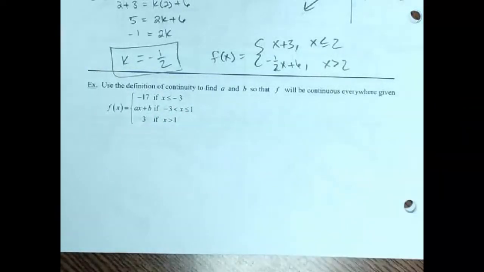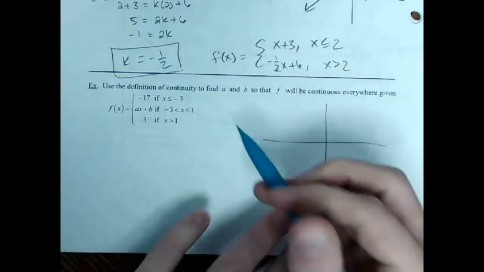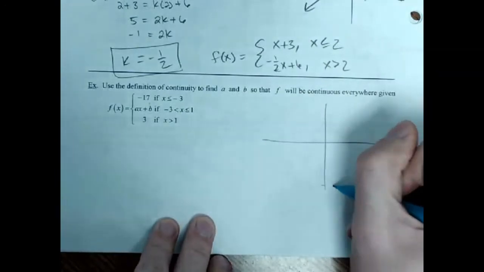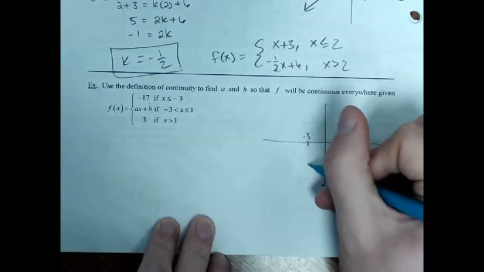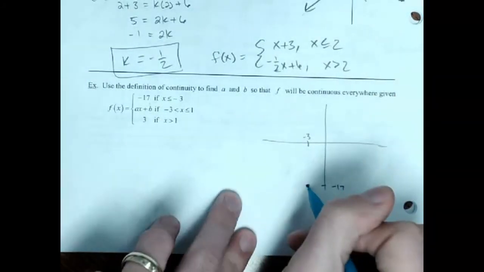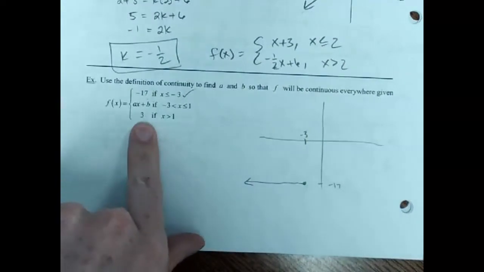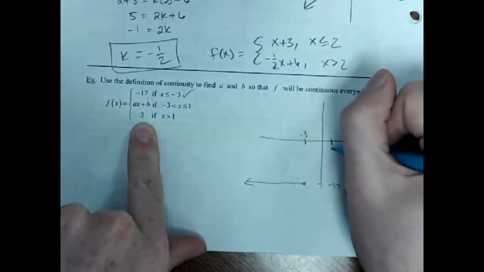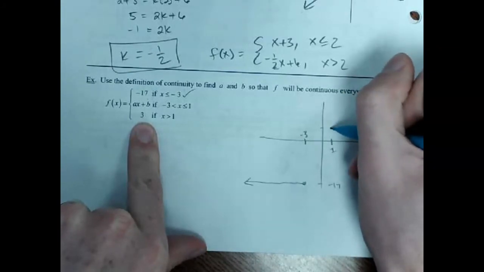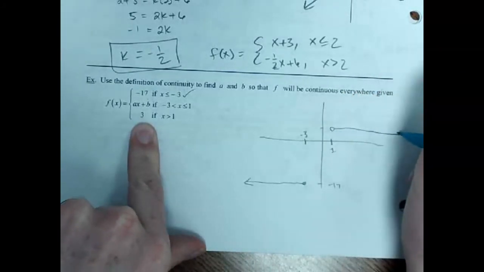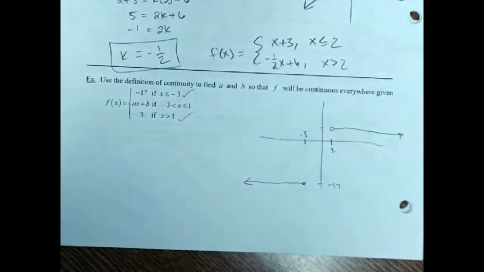We could try to graph it if we want. The question doesn't really ask us to, but we could. Let's see, we got negative 17. So everywhere from negative 3, let's see, that's a solid dot at 2. So there's the first part of the function, and then it's going to be up at 3 at 1. So here's 1. It's going to be up at 3. Cool, and that's going to be an empty dot. So I've got the first piece and the last piece already done. Those are just two horizontal lines.